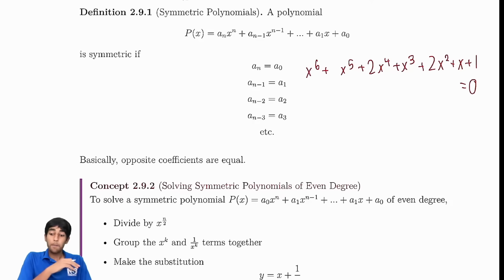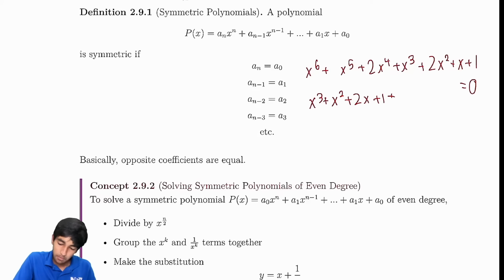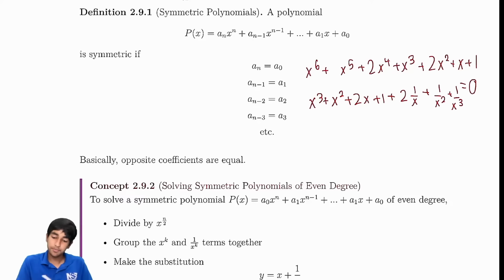First, check: x equals 0 is not going to be a root, clearly, because if you plug in 0, you get 1 equals 0, not true. So you can divide out by x freely. Because this is degree 6, we divide out by x cubed. This gives us x cubed plus x squared plus 2x plus 1 plus 2 times 1 over x plus 1 over x squared plus 1 over x cubed. We already know it's equal to 0, so don't worry about that.